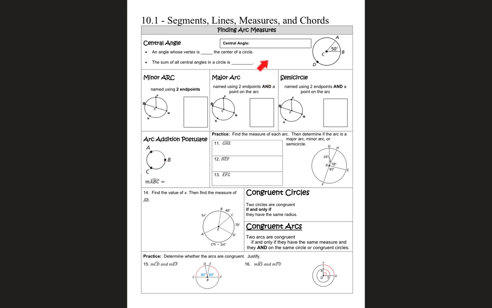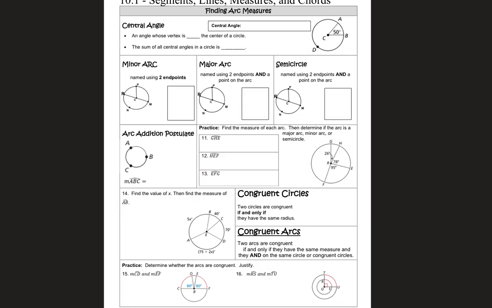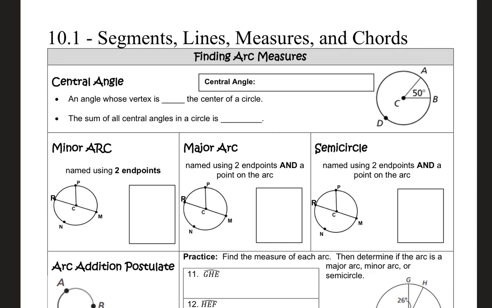Okay, kiddos, so now we're going to talk about central angles and arcs. All right, so let's go ahead and look right over here. What's a central angle? A central angle is this right over here. It's an angle whose vertex is at the center of a circle. If we see this right over here, this is the center, so this would be a central angle.